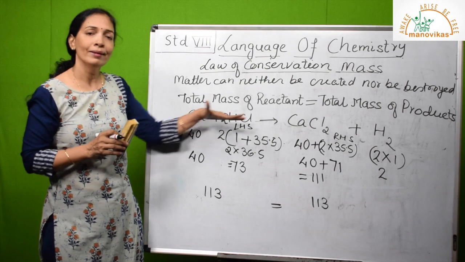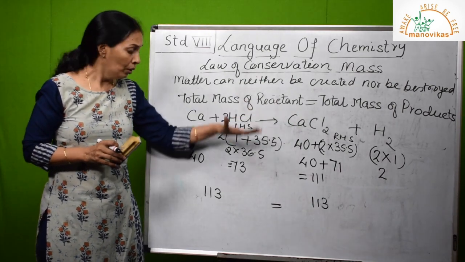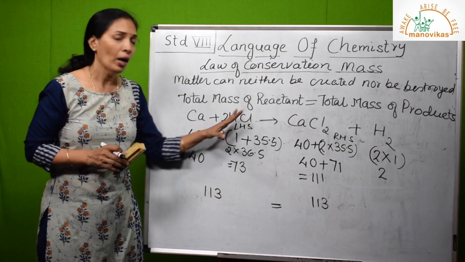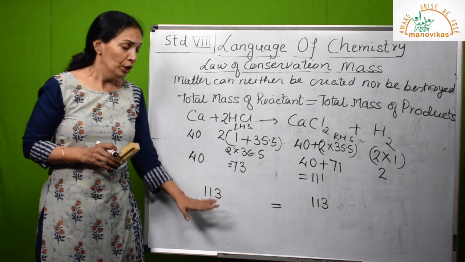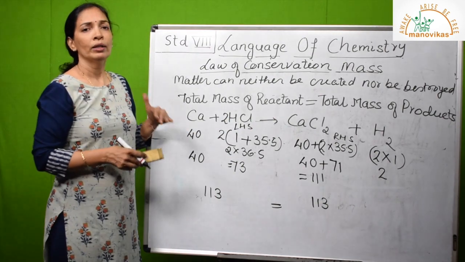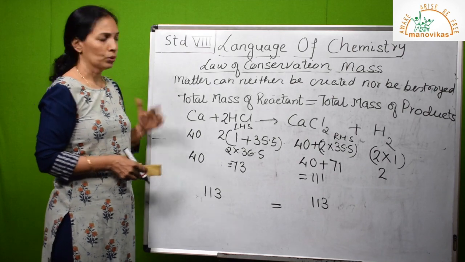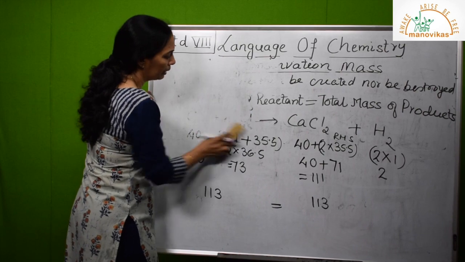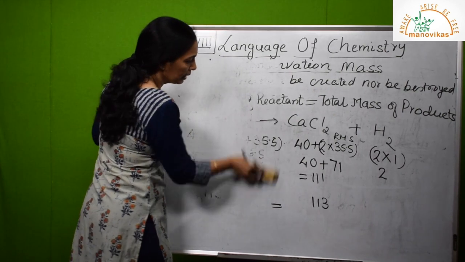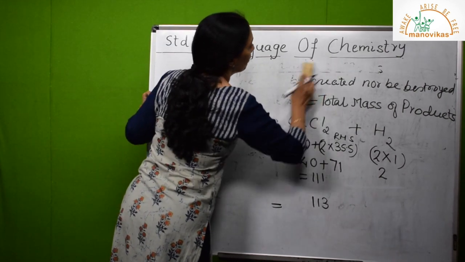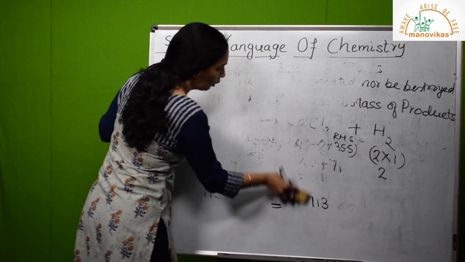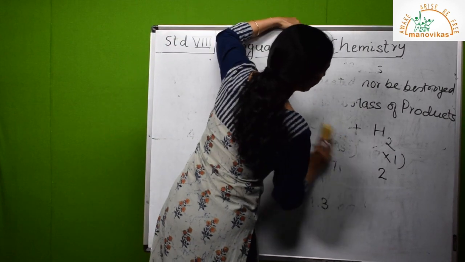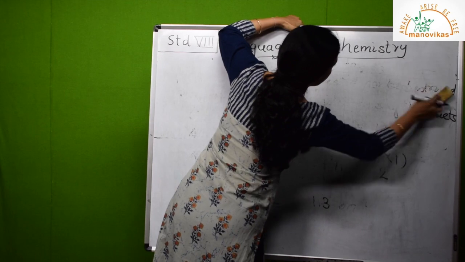Only a balanced chemical equation obeys this law, so you have to balance the chemical equation. This is one example, and on this you can solve some numericals also. Now let us see what all the information is given by a chemical equation. What information do you get from a chemical equation?